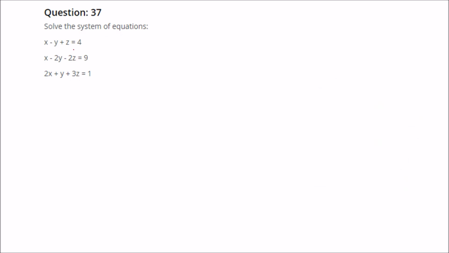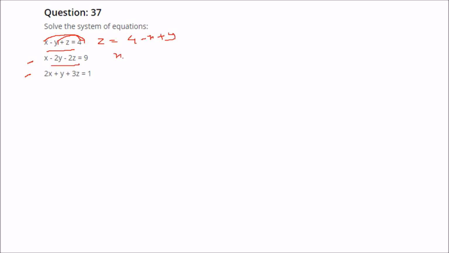Now here the system of equations has 3 variables, x, y, z. So what we will do here is eliminate z from this equation and this equation. How? Let us take z from here. Z will be equal to 4 minus x plus y. I am taking x here and y here. Z equal to 4 minus x plus y.